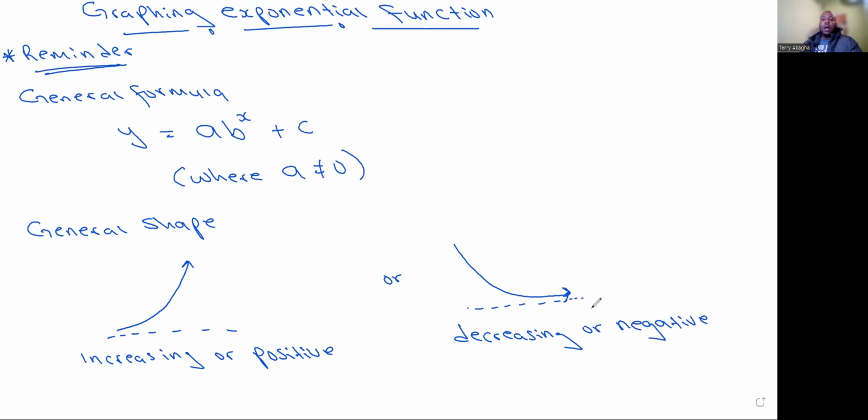You can see from here that the most important thing to know when you want to graph an exponential function is how to calculate the horizontal asymptote. We talked about that in the previous video on rational functions, so I advise that you go back and look at how to find the horizontal asymptote.